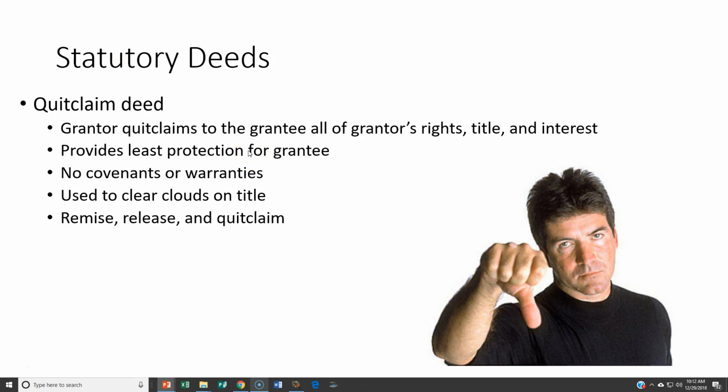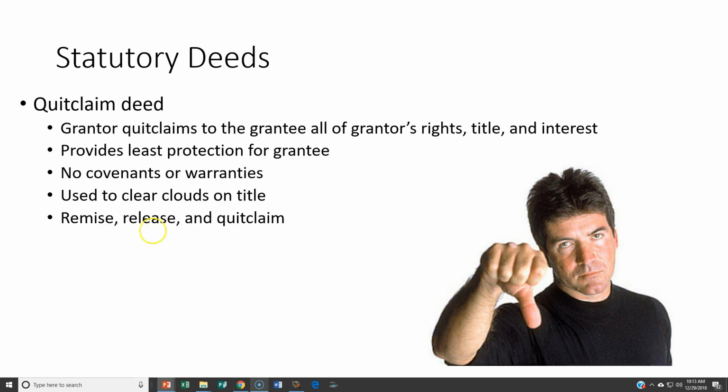Statutory deeds. Quit claim deed, we call this. A quit claim deed. The grantor quit claims to the grantee all of the grantor's rights. This provides the least protection for the grantee. In other words, what we're saying here is I may own it, I may have an interest in it, but I'm not interested anymore. Therefore, I'm just signing everything that I've got, if I have it, over to you.